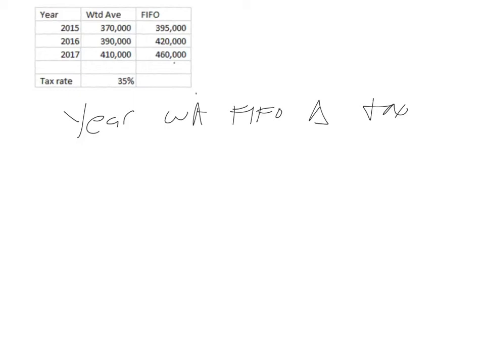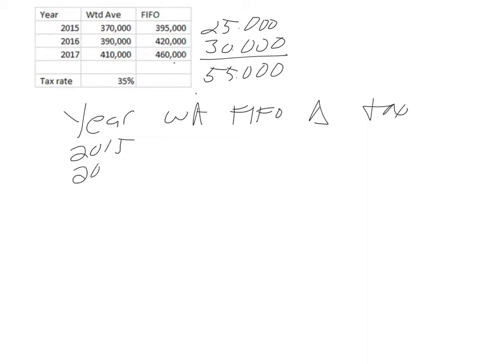The difference between FIFO and weighted average for 2015 is $25,000. And the difference in 2016 is $30,000. So that's a total of $55,000. If I was to formally submit that, I would put it here, 2015, 2016, etc., and I'd have this all in here. But I'm just giving the total because that's really all that I've been asked for. I've been asked for the $55,000.